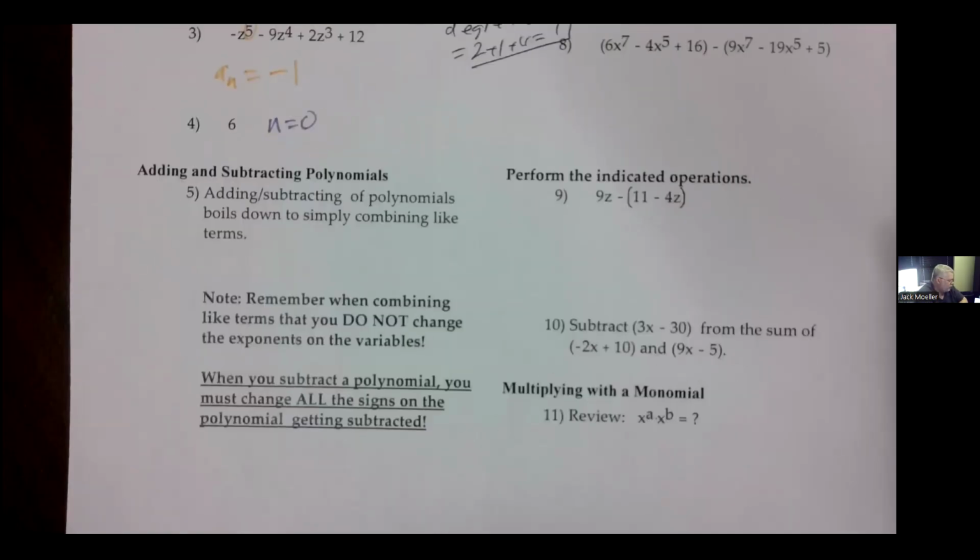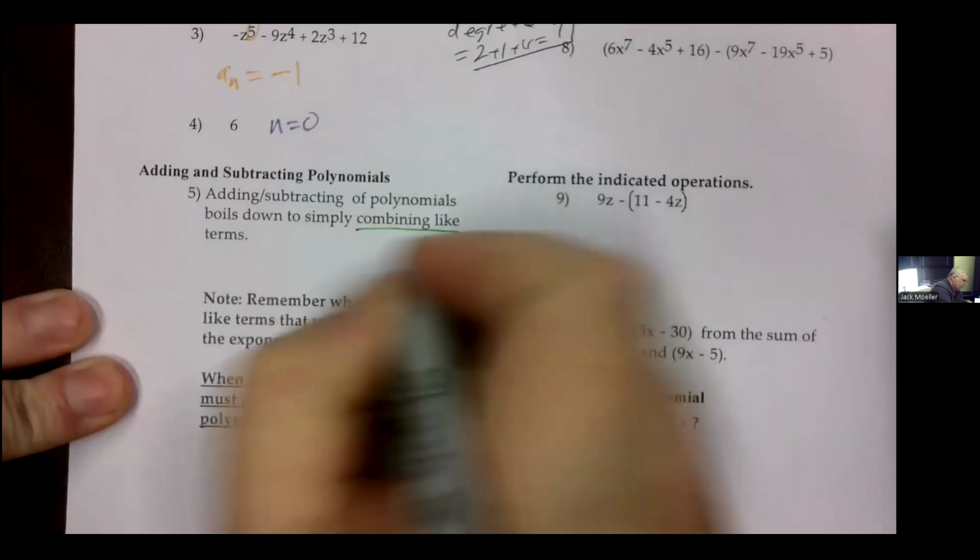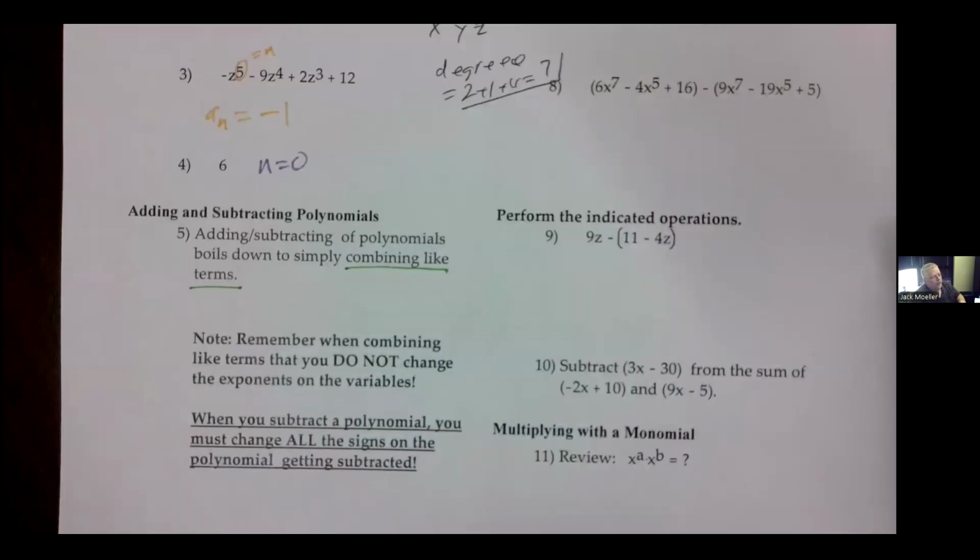When you're adding and subtracting polynomials, there's a phrase that you're going to hear me say multiple times: combining like terms. What combining like terms means is we're adding and subtracting terms that are the same. When we say terms that are the same, that means they have to have the same variable and the same exponent. You cannot add or subtract unlike terms.